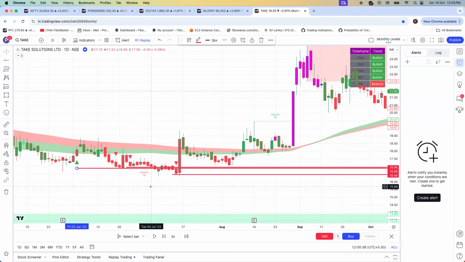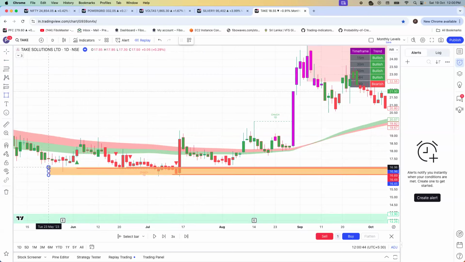So what I'm going to do is draw a rectangle like this, covering all the lows. From the low of this, if it crosses below this low, the stock will definitely fall down. As long as it's above this, you can go long. You will not look at anything on the red or green. It's all about the triangles.